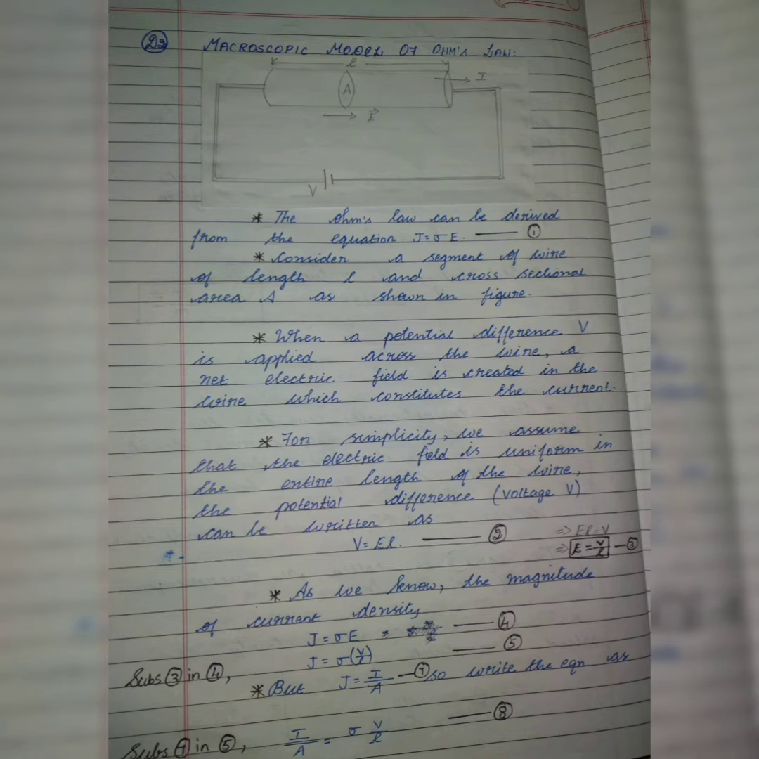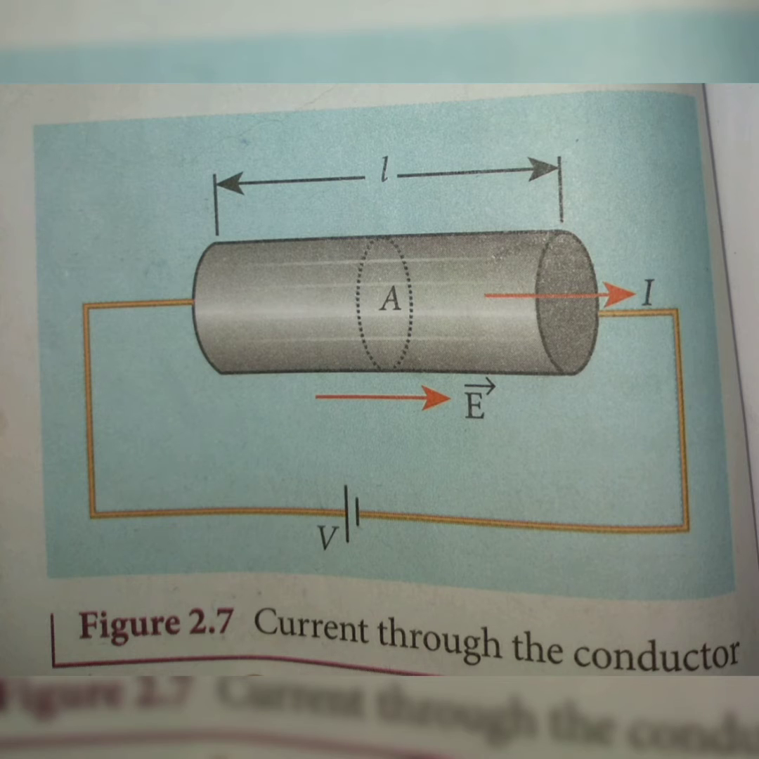For this, we have to consider a segment of wire. We consider a wire whose length is L and the cross sectional area is A. Look at the diagram now. We have to consider a wire with length L and cross sectional area A. Then when a potential difference V is applied across the wire, a net electric field is created in the wire which constitutes the current.